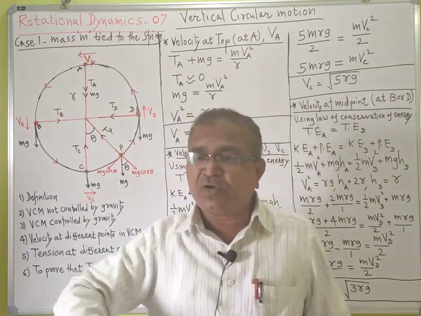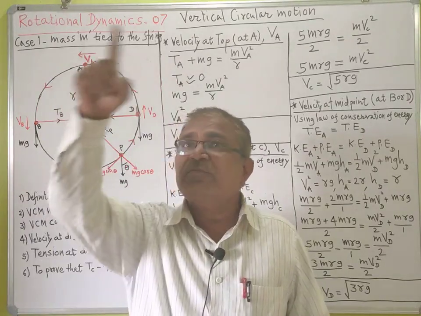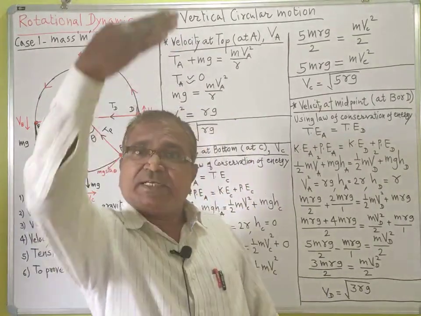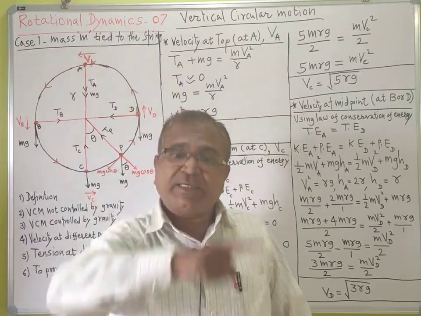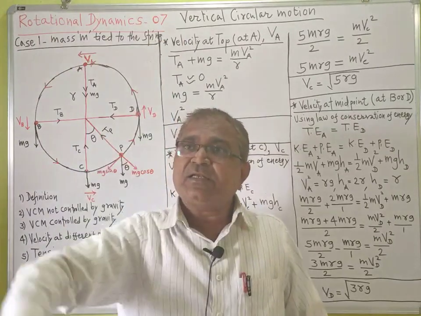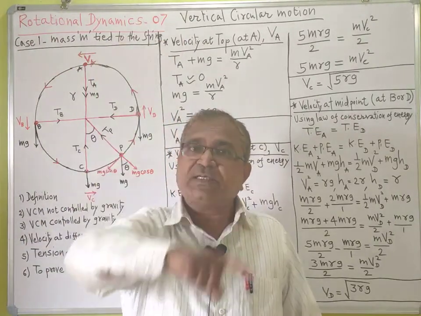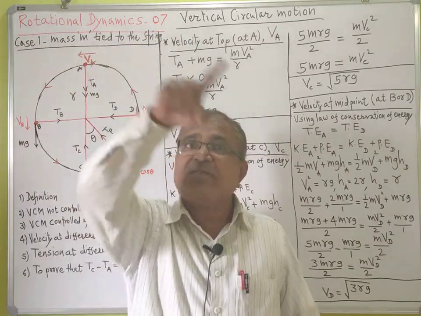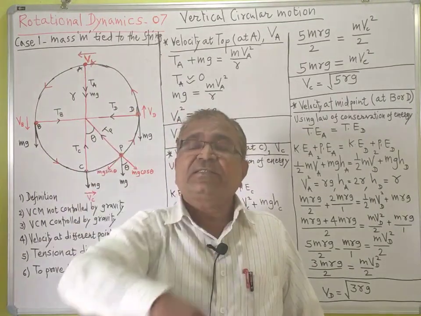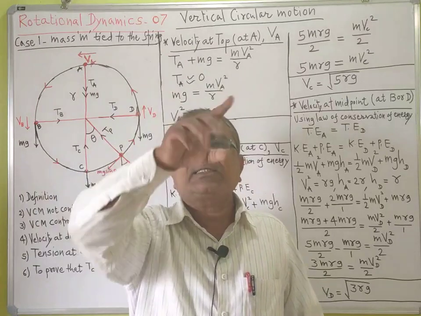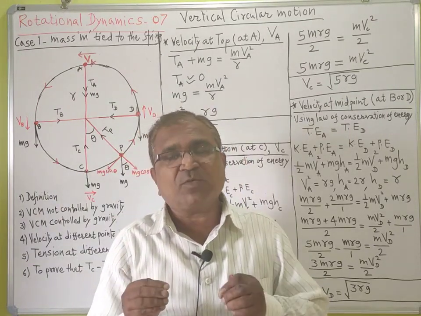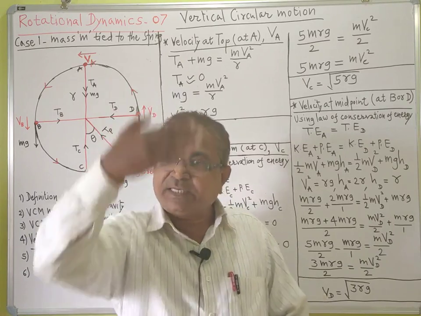The motion of a particle in a vertical plane. This is a vertical plane, and the particle is moving in a vertical plane along the circumference of a circle. See here, see the motion of the finger like this. This motion is called vertical circular motion. I will repeat again: the motion of the particle is in a vertical plane.